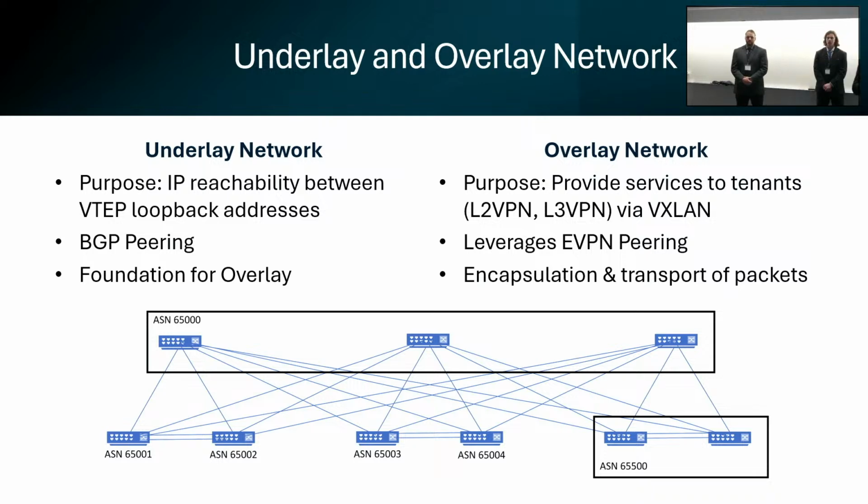This lays the foundation for our overlay network, with its purpose being to provide services to tenants, such as our layer 2 and layer 3 VPN, via VXLAN. This is done by leveraging EVPN as our overlay control plane through the use of the EVPN address family that exists inside the BGP protocol, with our peerings now occurring on all those loopback addresses that previously became reachable because of our underlay network. Once EVPN is established, its dynamically advertised information is what will allow VXLAN, operating as our overlay data plane, to do the actual encapsulation and transportation of those packets in our network.